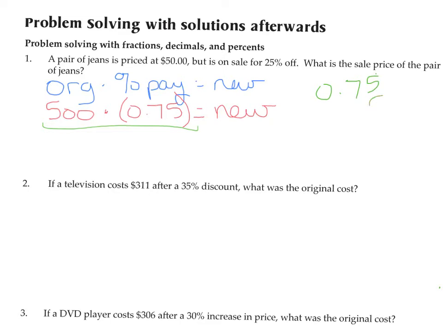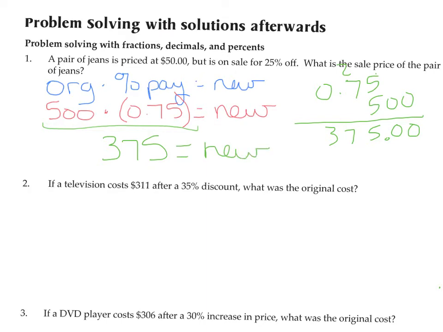0.75 times 500 equals, you can just drop these zeros down. 5 times 5 is 25, 37. Don't forget to count your decimals, 1, 2. See, there's 2 decimal places, so we're going to go into here, and we're going to put the decimal in here. So we have 375 equals the new. And of course, that's dollars.